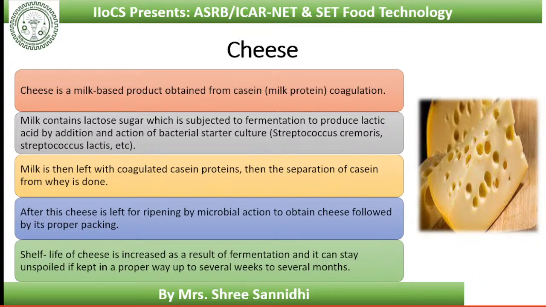After that, the cheese is left for ripening by microbial action, followed by its proper packing. So once the casein protein is separated, it is allowed for microbial action. This is called cheese maturation. The longer we keep it for maturing, the higher will be the flavor of the cheese. Shelf life of cheese is increased as a result of fermentation, and it can stay unspoiled if it is kept in a proper way up to several weeks to several months.